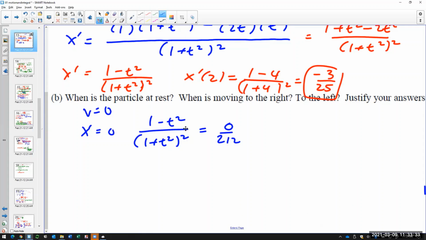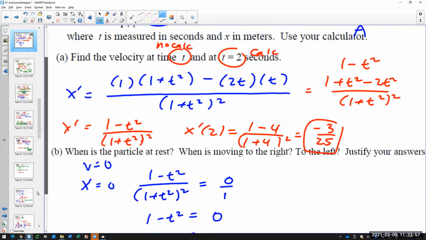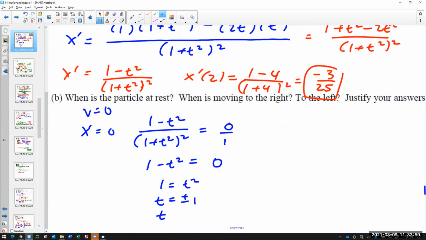So what you would do here is cross multiply. I'm going to change it back to 1. If you cross multiply, do you see I get 1 minus t squared is equal to 0? Then you'd get 1 is equal to t squared. So t is plus or minus 1. If you go to the very top, your t has to be greater than or equal to 0. So then you just say t is equal to 1. You guys good so far? That's when my velocity is 0.